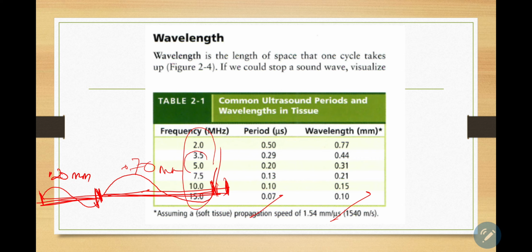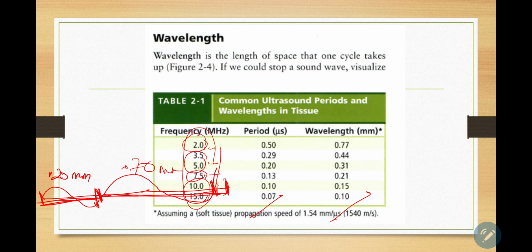Pinaka-common na ginagamit is 3.5 at saka 7.5 for regular ultrasound procedures, while 2 is usually used for superficial organs and for big patients or yung medyo hyperstenic in build or yung matataba, and 7.5 is usually used for deep-seated organs and for thinner patients. Okay, ganun din si 10 at saka 15.0. The frequency also determines what organs can be demonstrated using the transducers.